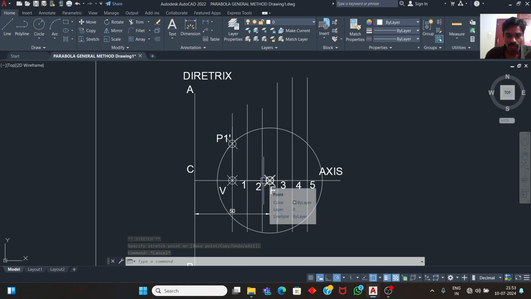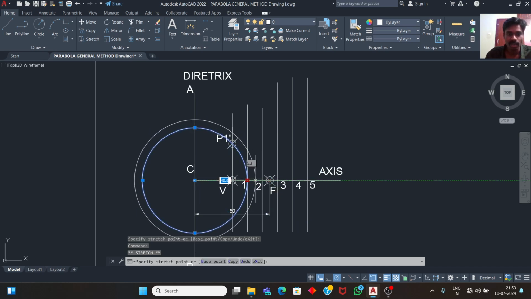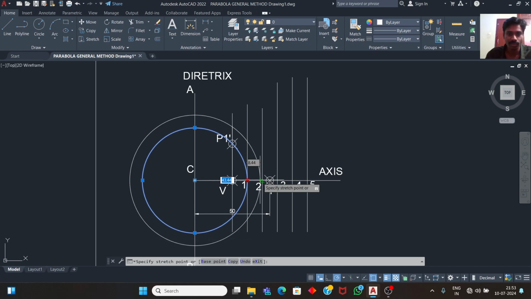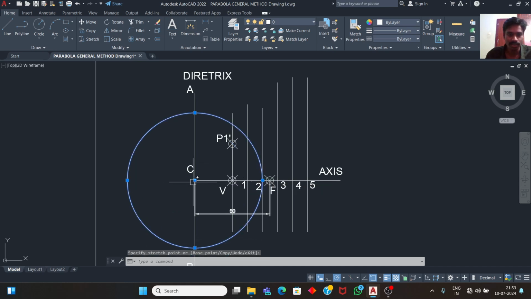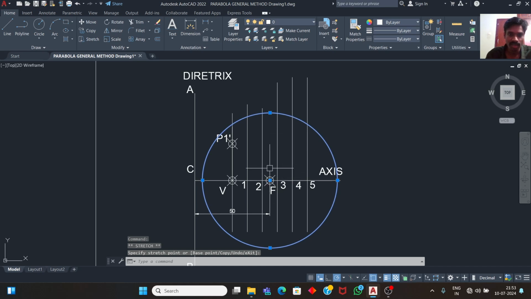And next, C to 2 as the radius, C as the center, take another circle. I'm increasing the radius from 1 to 2. I'm using the same circle and move the circle to the focus. Move the circle to the focus and mark the point on the second line. Okay. This is the point P2.